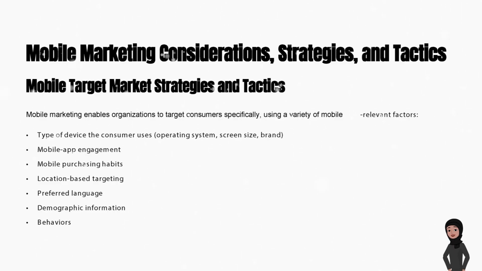Beyond that, we look at their behaviors, how they engage with apps, and what their purchasing habits look like. We can also target based on preferred language and standard demographics. However, one of the most powerful tools in our arsenal is location-based targeting, which allows us to reach consumers based on where they are physically standing in the real world.